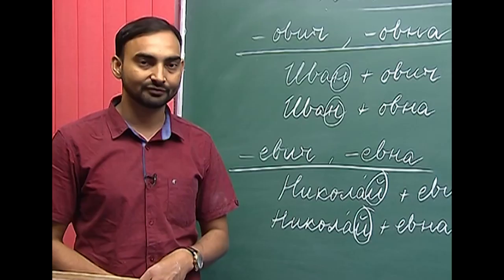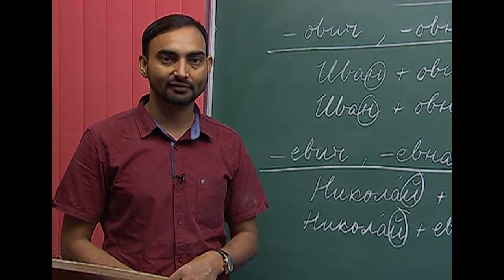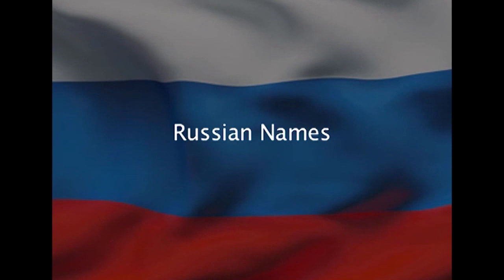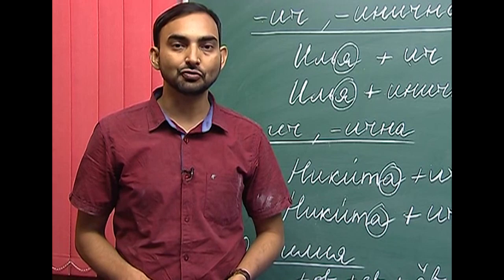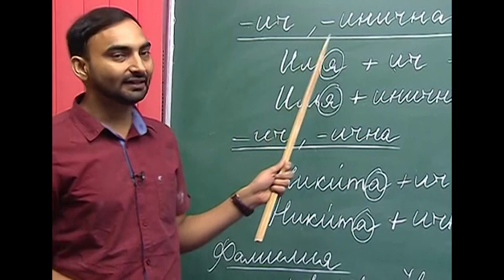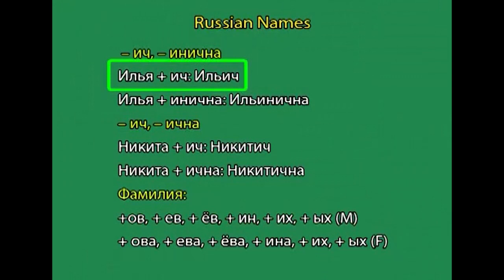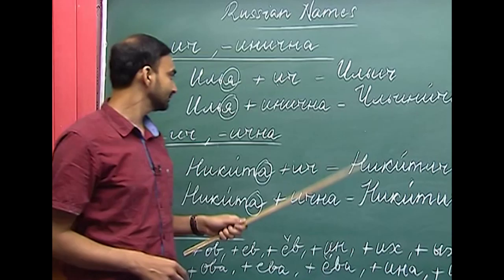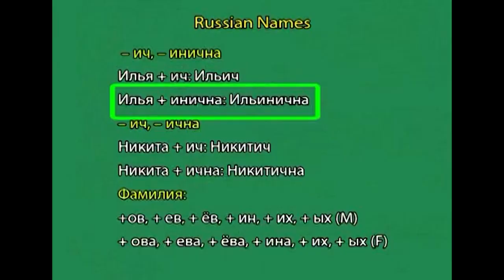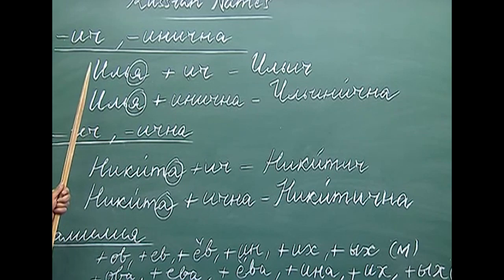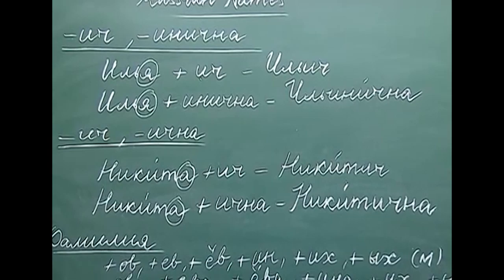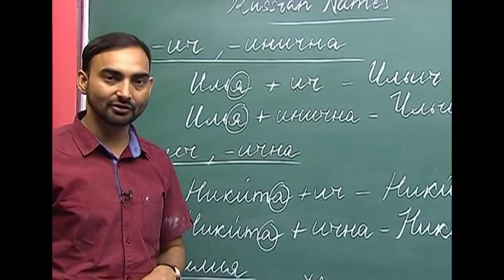So, now we will look at some other suffixes. The next set of suffixes used to form patronymic are -ich and -inichna. -Ich makes the masculine patronymic and -inichna makes the feminine patronymic. For example, Ilya. Ilya plus -ich becomes Ilich. It's a masculine patronymic. Ilya plus -inichna, Ilyinichna. That's a feminine patronymic. As you can already see, Ilya ends with ya. So, whenever a first name ends with ya, then we use these suffixes to form the patronymic. So, Ilya, Ilyich; Ilya, Ilyinichna.